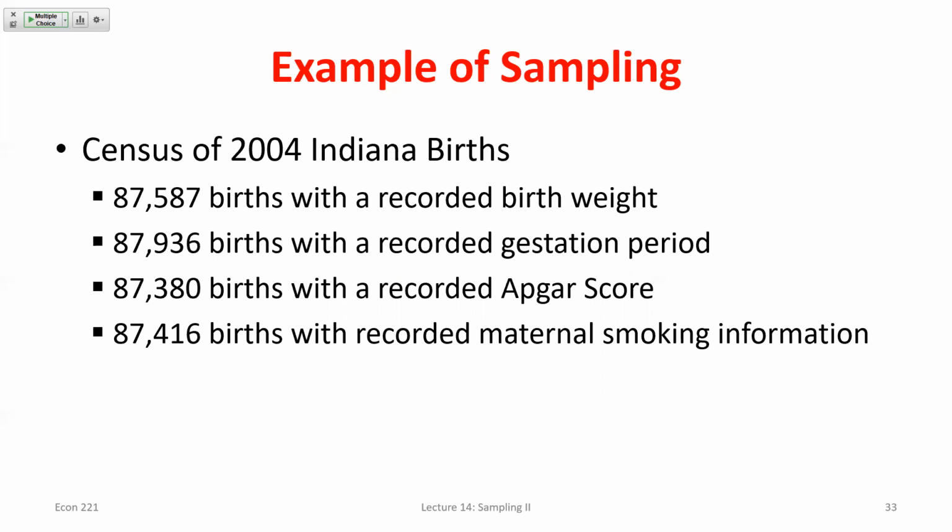So I had this Indiana birth data. It's just under 90,000 observations. And for most of them, we have birth weight, we have the length of the pregnancy, so that's the gestation period, the APGAR score, which is like a measure of infant health when they're born. And then we have whether or not the mother smoked. So this variable here is just going to be a 1, 0.